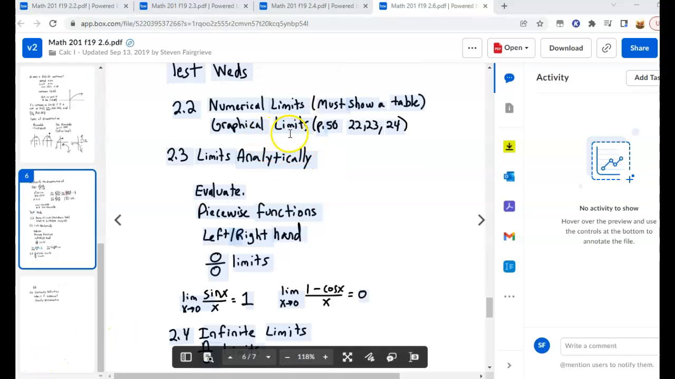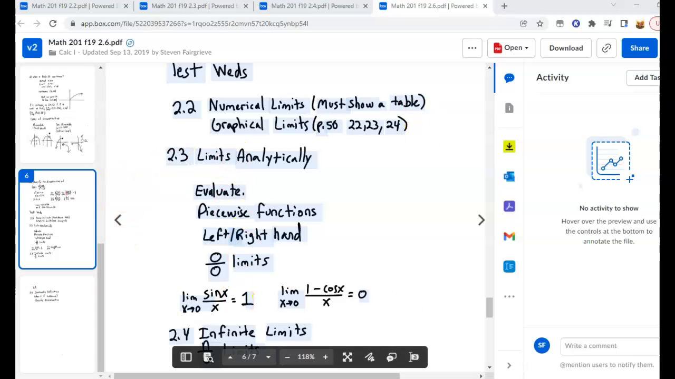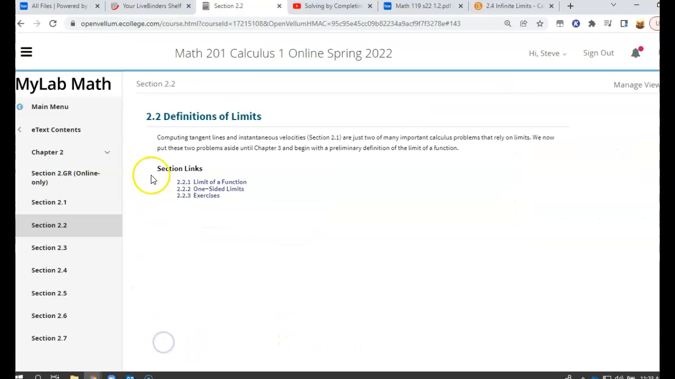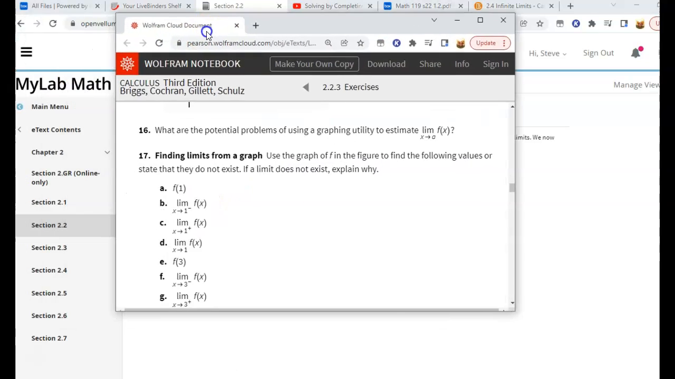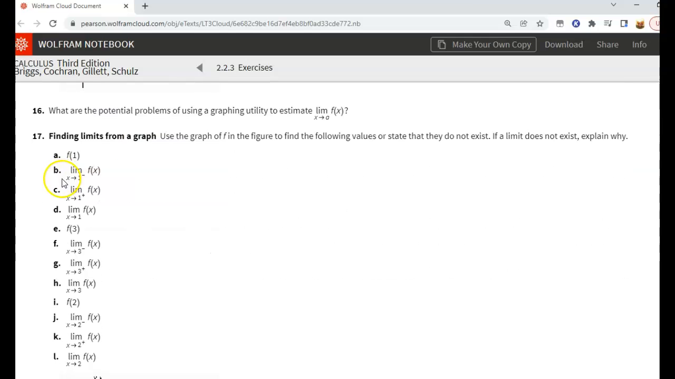Now the numbers listed here with graphical limits are a little outdated. They're from the physical textbook. The numbers are actually a little off now, so I want to show you here. If you go into your online textbook, under section 2.2, I click on exercises. Then we have our list of problems here with some graphical limits.